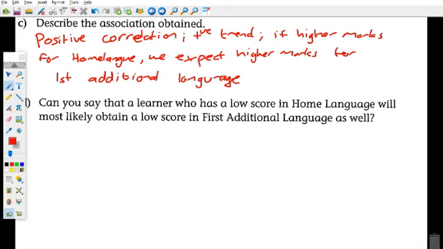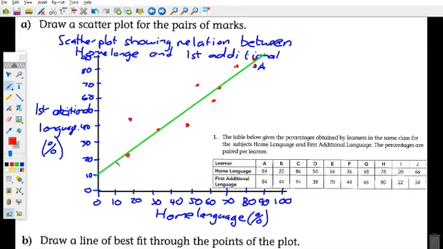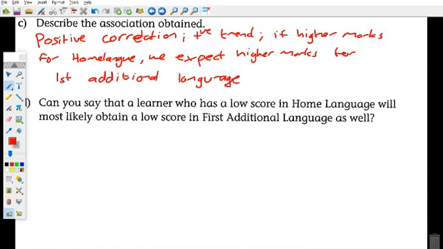Okay, so we saw that there because look, it's a positive trend line. So because there's more, it goes up. So the higher percentage you get for home language, we expect there's a trend you're going to also get higher marks for my first additional language. Okay, so can you say the learner who has a low score in home language will most likely obtain a low score in first additional language? Okay, yes. Why? Because it is a positive trend. It's a positive correlation.